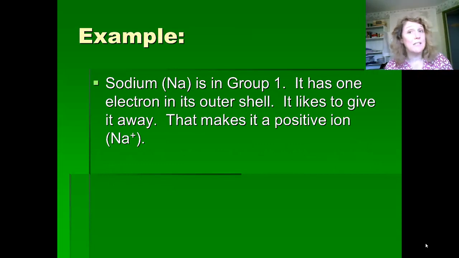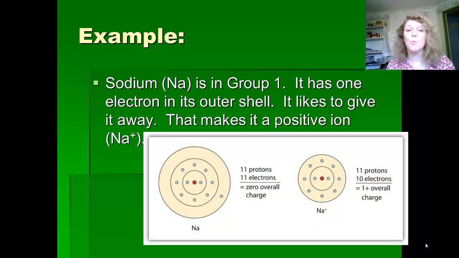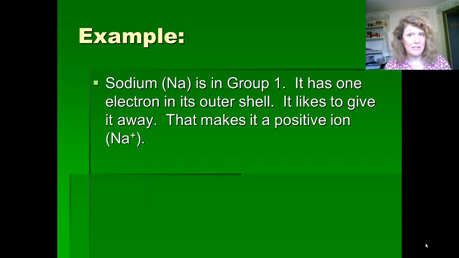And I would like you to write these examples down because these are really important ones. Sodium is Na, and it's in group 1, so it's all the way on the left of the periodic table. It has one electron in its outer shell. It likes to give it away. When you give an extra electron away, it makes it a positive ion because it's missing that extra negative charge. We call that Na+, and you write it like this to show that it's an ion.